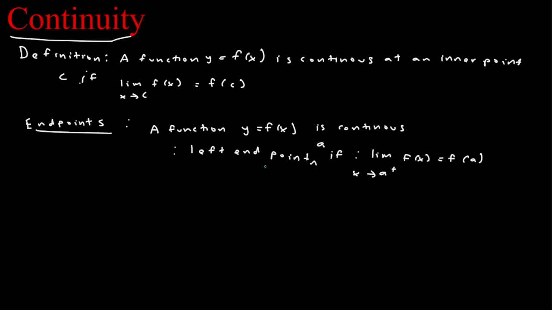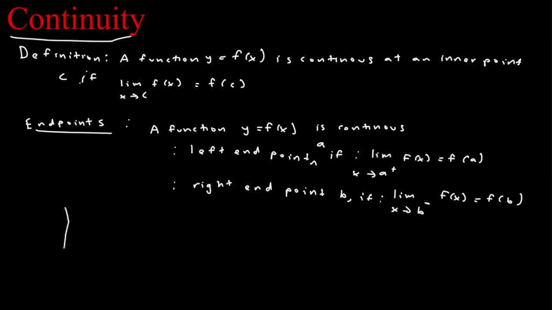at left endpoint A, and at a right endpoint B if the limit as x tends to b from the left side of f of x is equal to f of b. Basically it's saying if the limit of the function, the right or left side limit, is the value of the function at the point, then it's continuous at those endpoints. Now, these definitions might be hard to swallow, so let's draw it out.